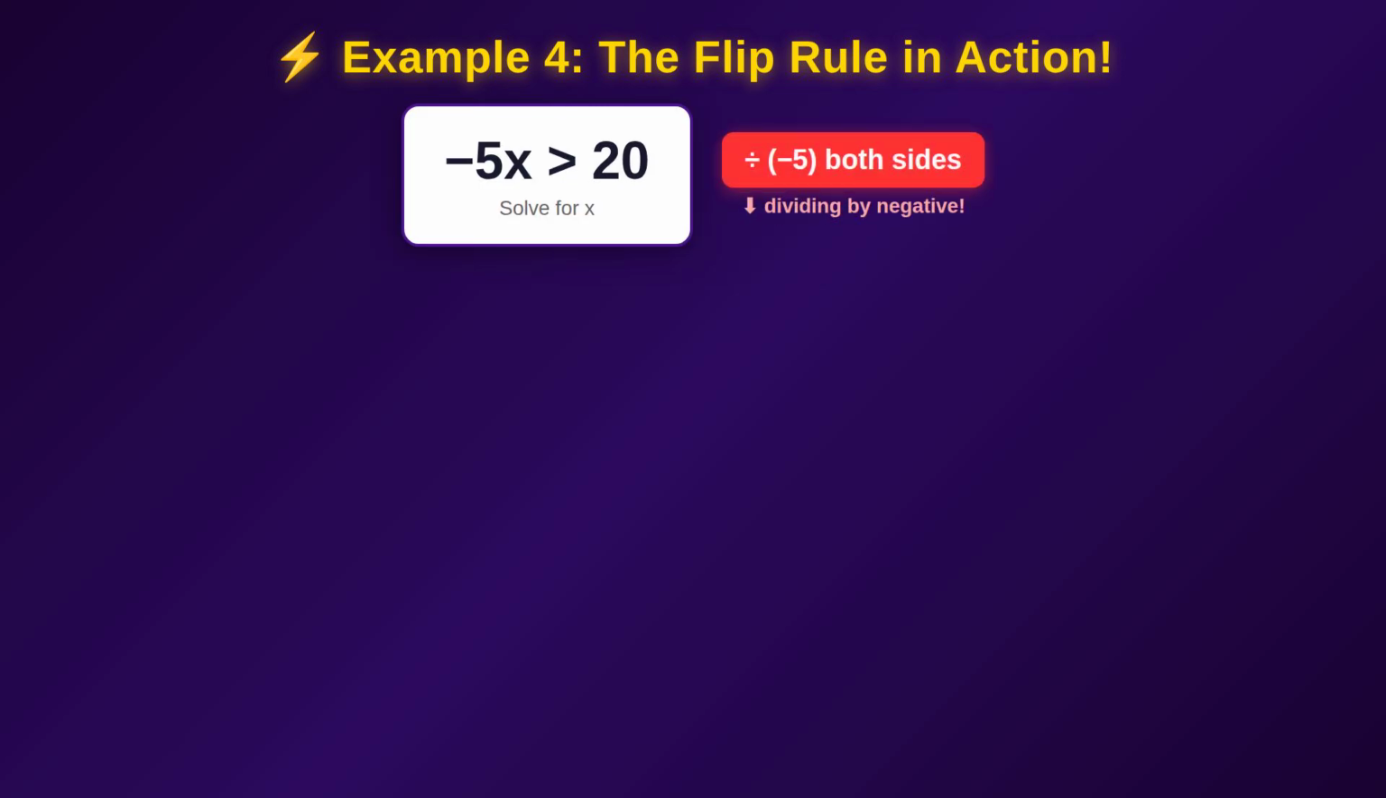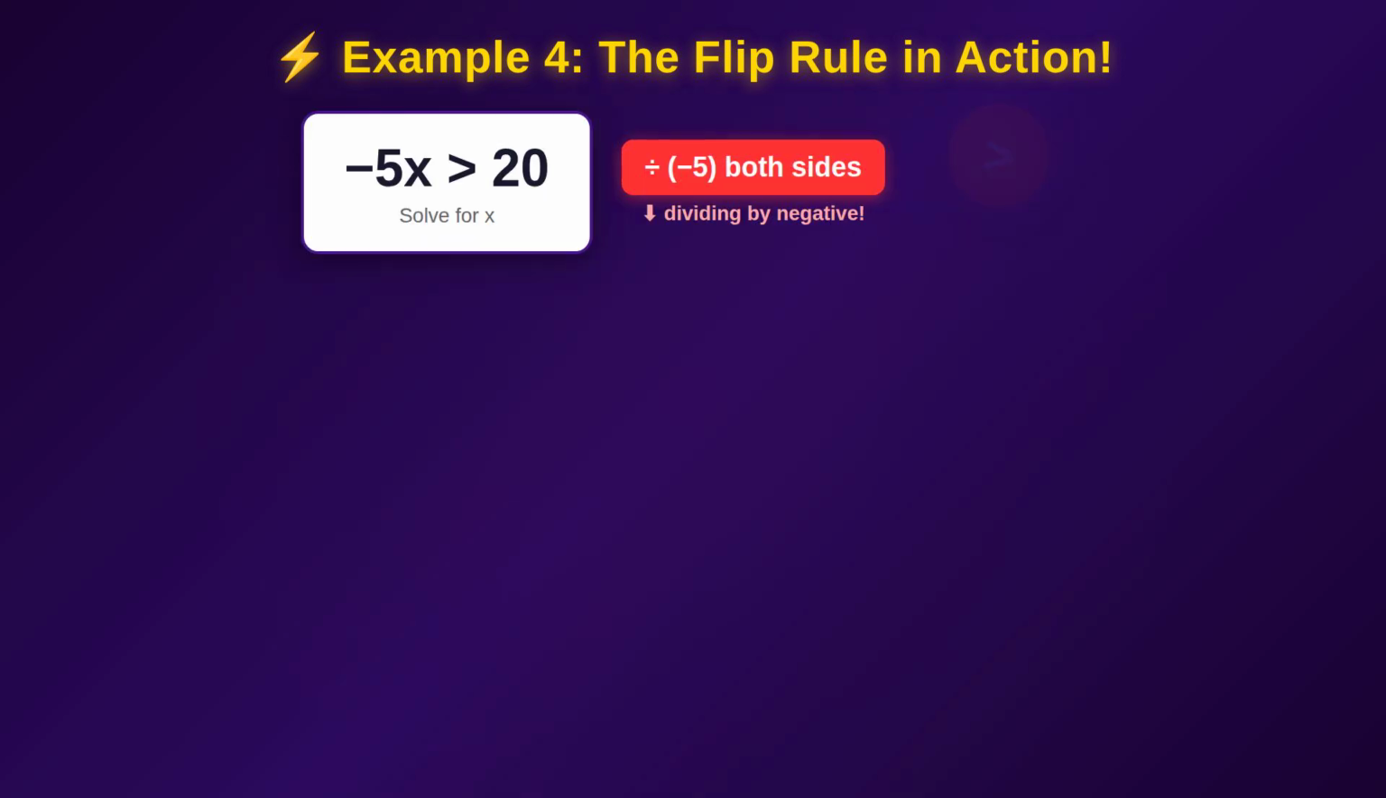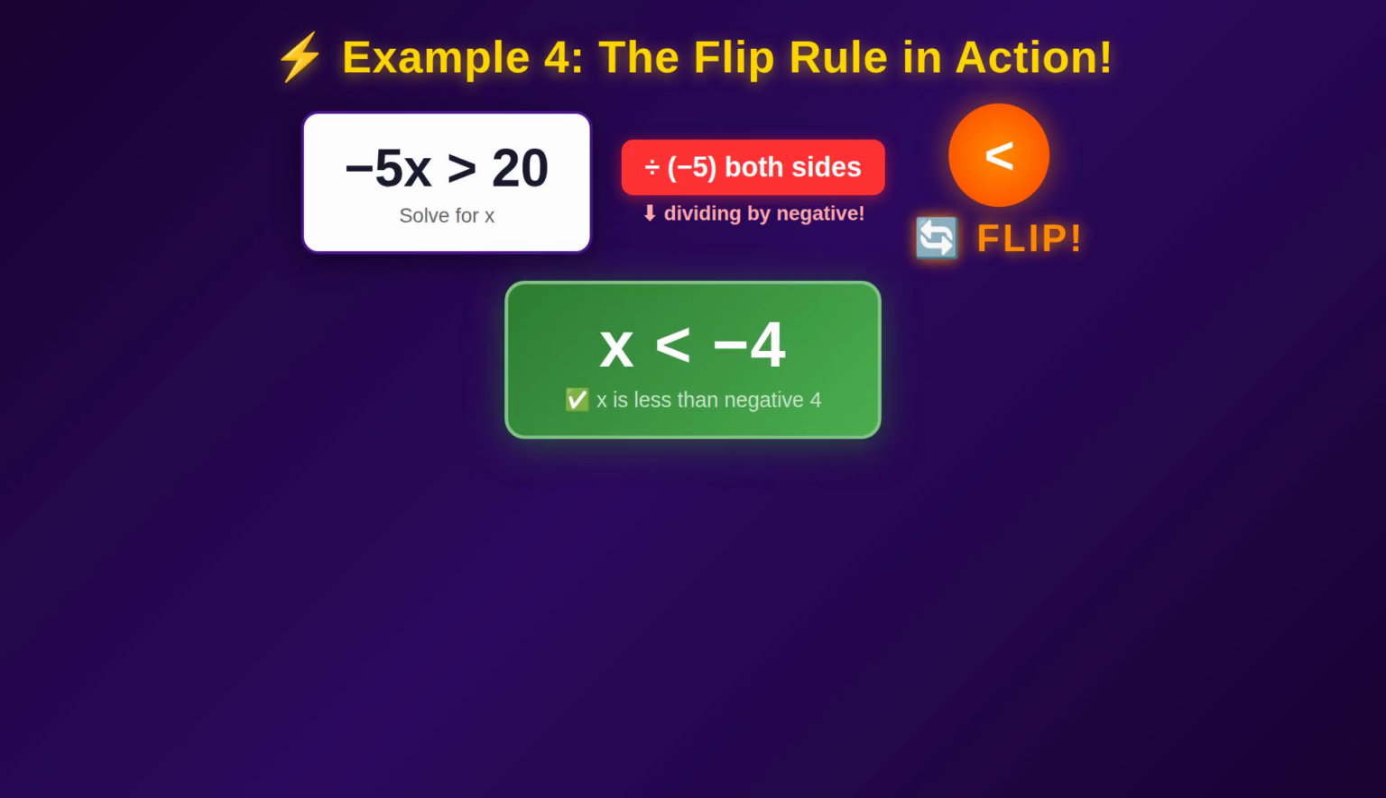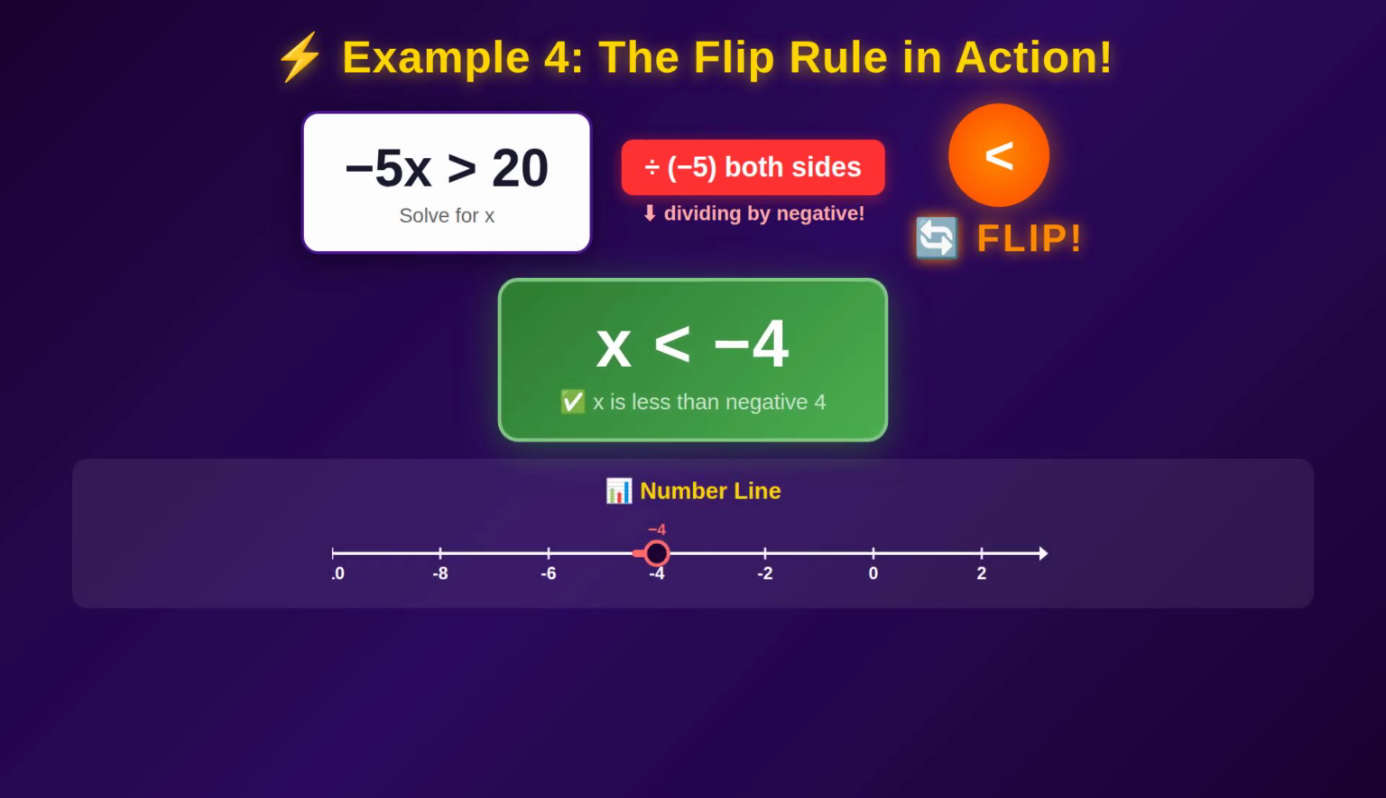Nailed it! Here's the moment Maya was dreading, and then loved. Negative 5x is greater than 20. We need to divide both sides by negative 5. And because we're dividing by a negative number, boom, we flip the sign. Greater than becomes less than.